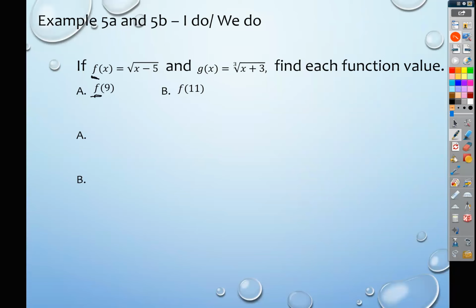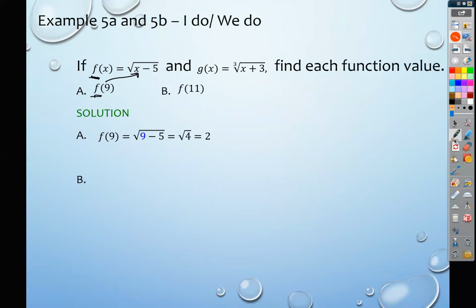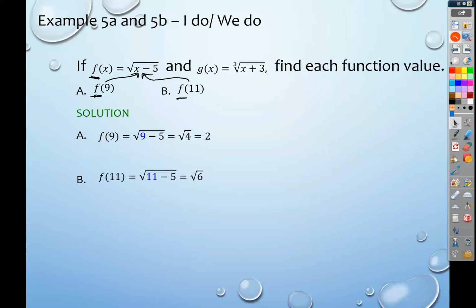So we're going to use the f function, and wherever there's an x, I'm going to plug in that 9. So I would get the square root of 9 minus 5, which is the square root of 4, and that's 2. So then in B, it says find f of 11. So I'm going to plug that 11 in right there. And I would get the square root of 11 minus 5 equals the square root of 6.